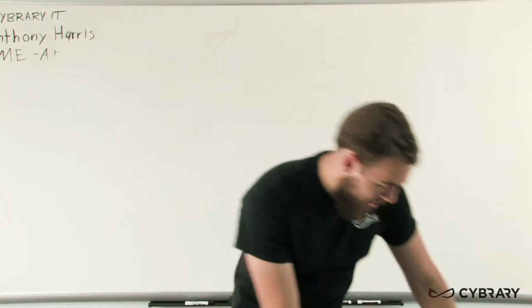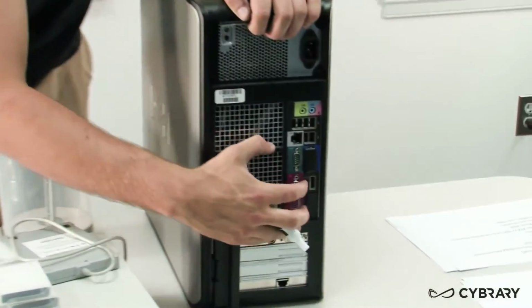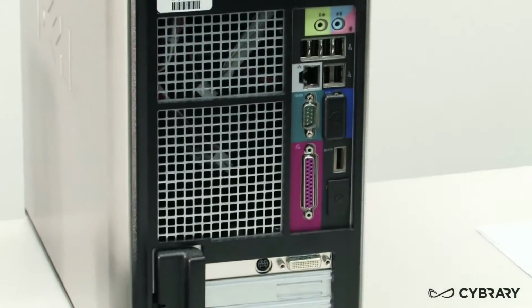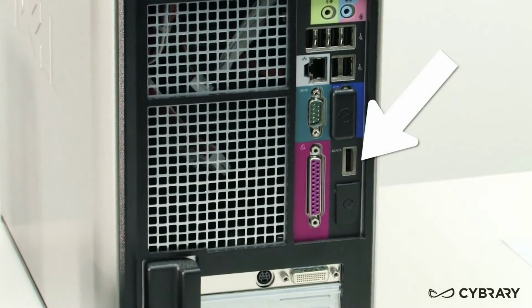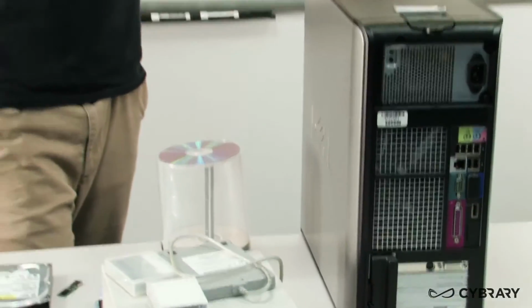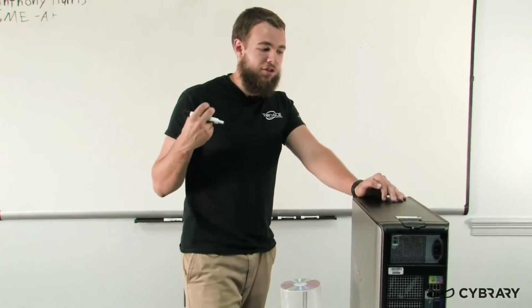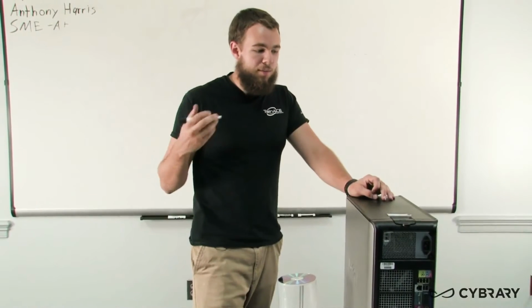We can show here on our demonstration computer that we do have one eSATA port. This eSATA port connects directly to the computer onto the motherboard, and it allows us to connect an external hard drive with transfer speeds that are a lot faster than just a standard USB connection.